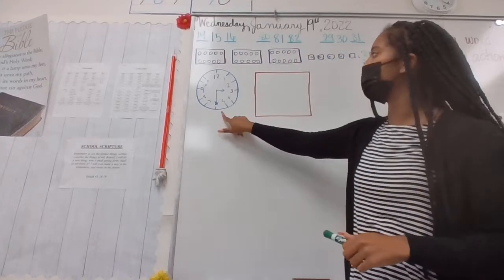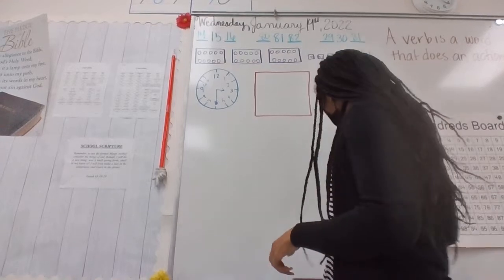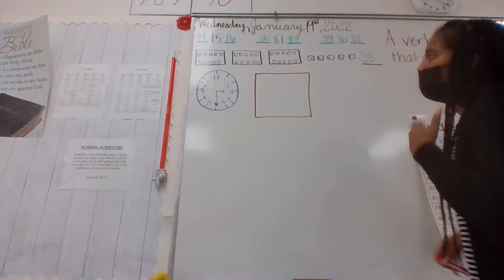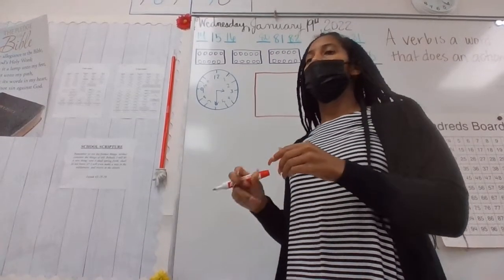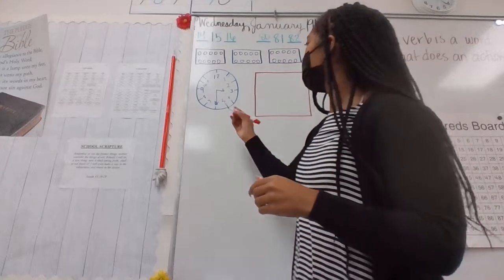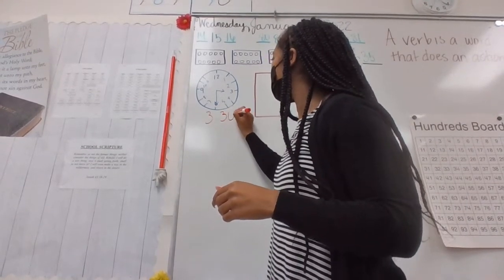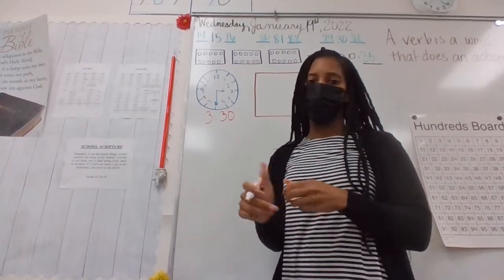So look at my time. Find your hour first. We know what 6 means. So what time would it be on my clock? 3:30. Good. 3 is my hour. 6 means 30 minutes. So it's half past 3, 3:30.